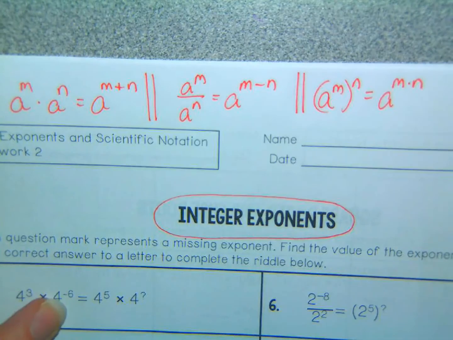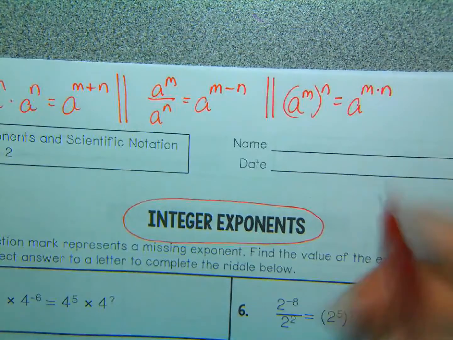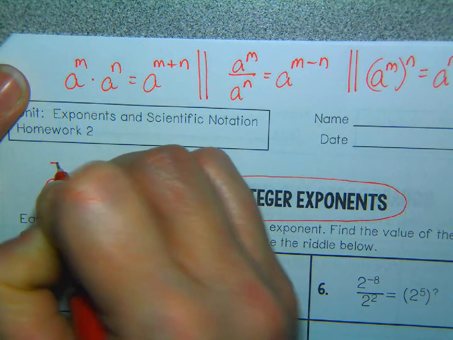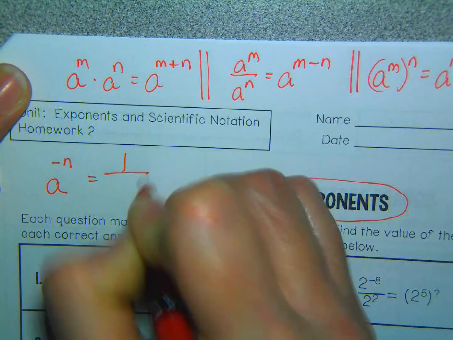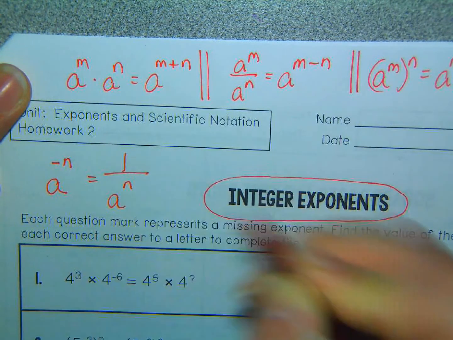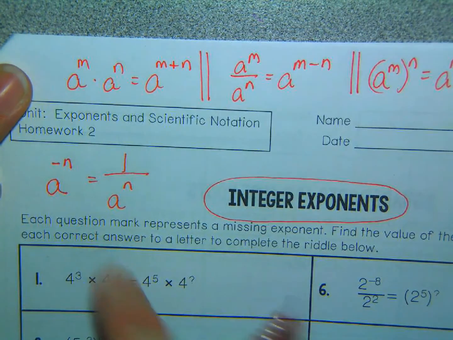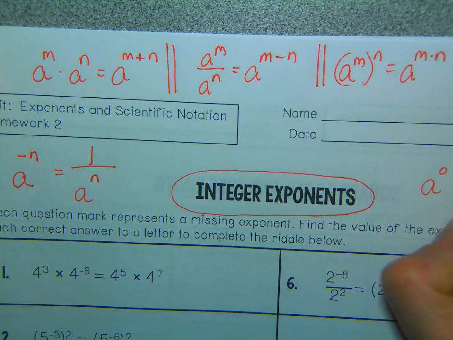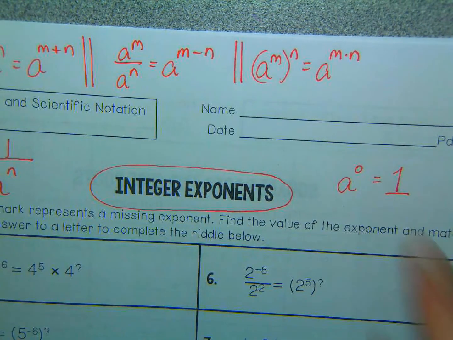And then today, what was most important is that when you have a to a negative exponent, it's 1 over a to the positive exponent. And don't forget this. Here's another. This is free. That equals 1. A to the 0 power is equal to 1.